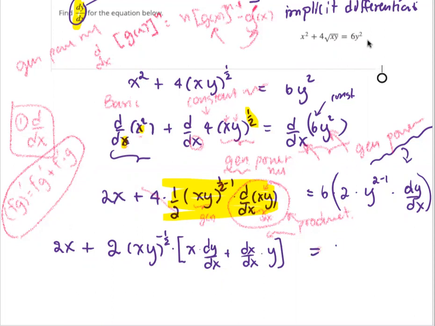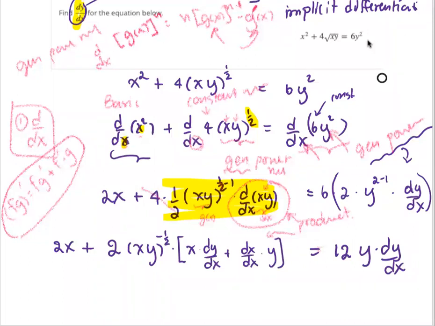6 and 2, that's 12. Y to the power 2 minus 1, that's the power 1. And multiply by dy by dx. Okay, the right term is set. Leave it the way it is. And now look at the left term. What else do we have to do? We still have to clean up.